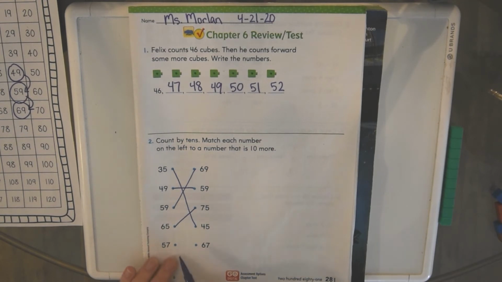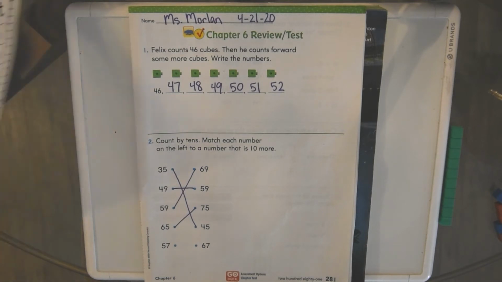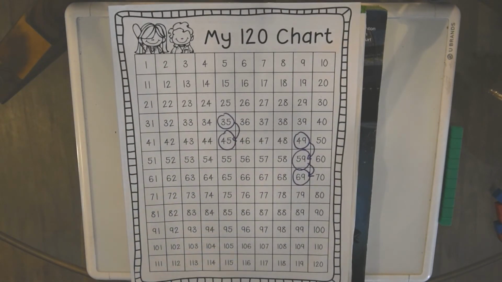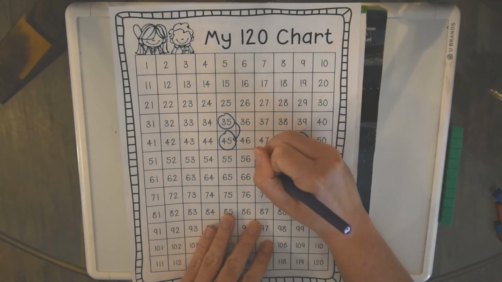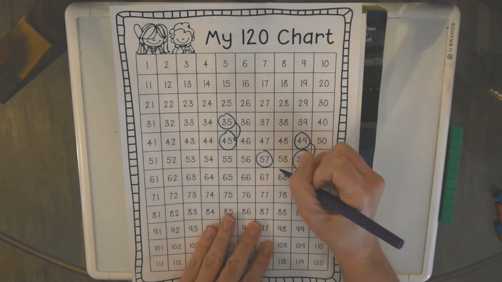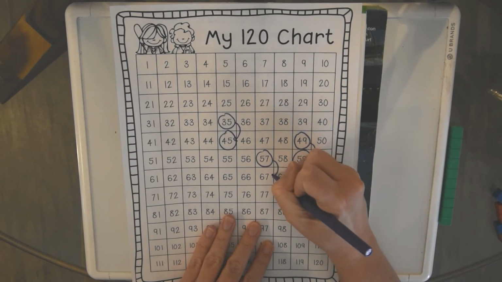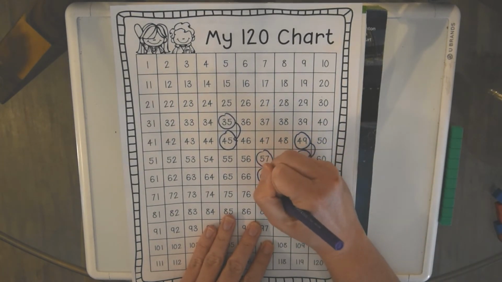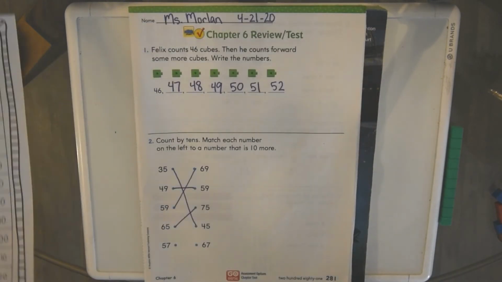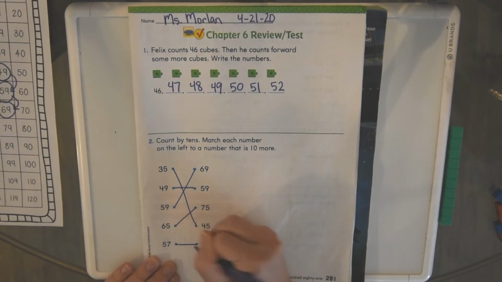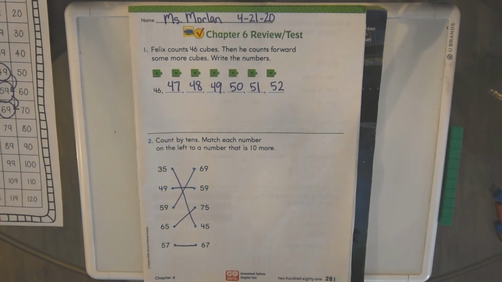Okay. And I have my very last one here, 57. What would be 10 more than 57? If we're not sure, we find the number 57. Here it is. And I'm going to count down 1. What number do we land on? 67. 67 is 10 more than 57. And those are the matches that you should have gotten.